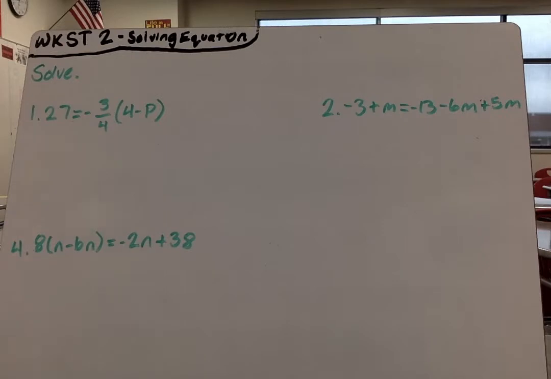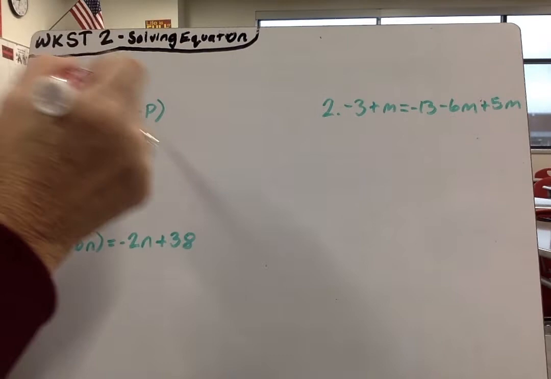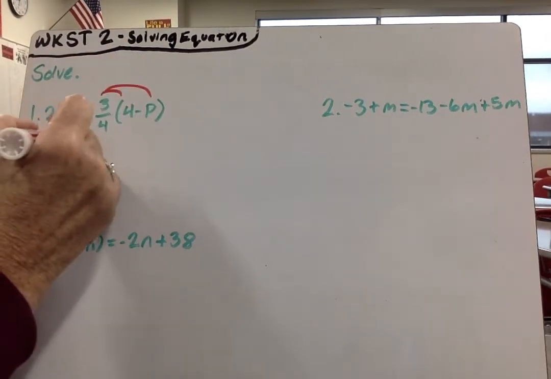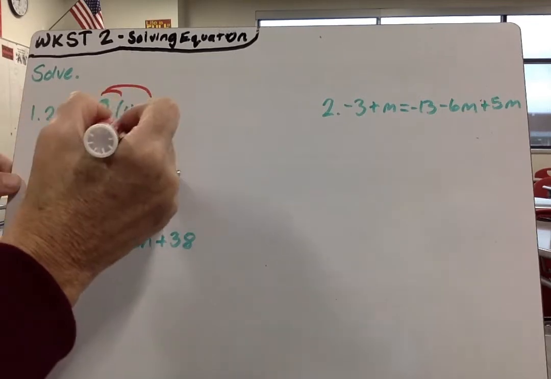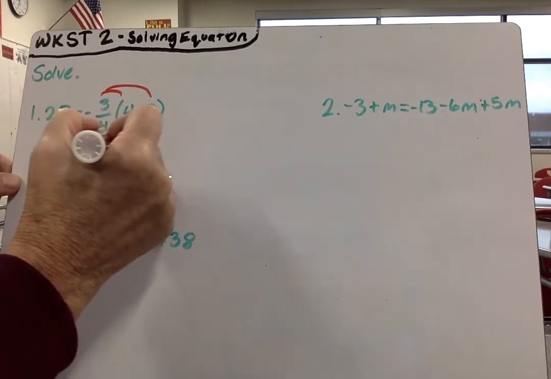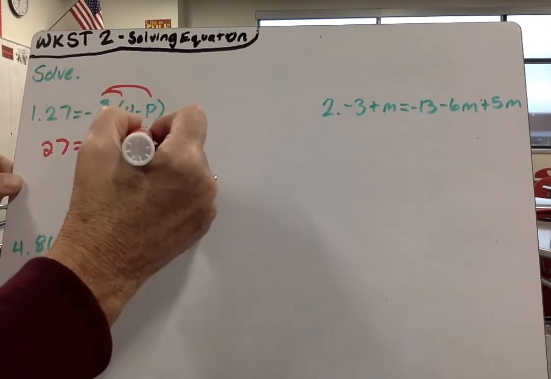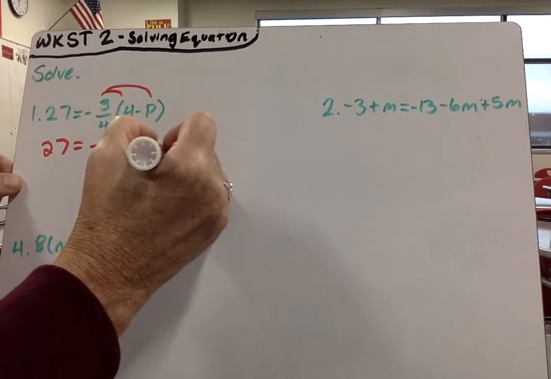I'm going to start with number 1. In other words, I'm going to solve each equation for the given variable. First thing we need to use is this distributive property. So 27 equals 3/4 times 4, it's a negative, it's negative 3. Negative times negative will be positive, and then it'll be 3/4 p.